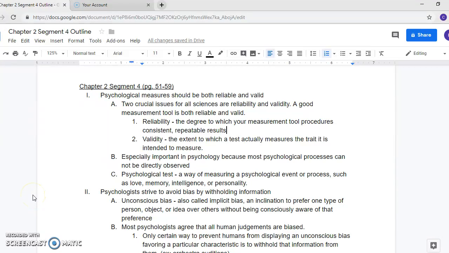This is the Chapter 2 segment for outline. The segment starts with a discussion about how psychological measures should be both reliable and valid.